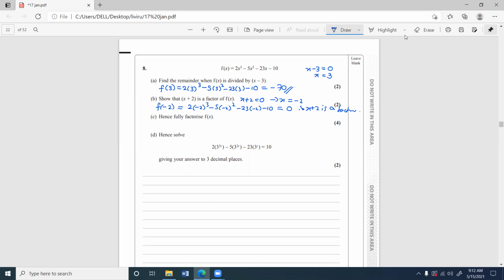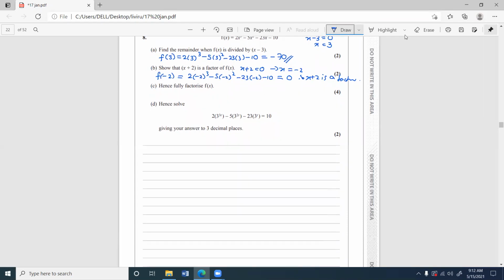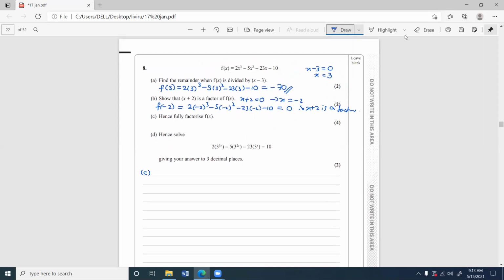Hence, fully factorize. Hence, fully factorize, this is the point you need to understand. We cannot factorize a cubic expression straightforward; there is no way of factorizing a cubic expression directly. But for the moment, we know that x plus 2 is a factor. Therefore, initially, I will divide this expression with the first factor. The first factor is x plus 2. Let's see what you get with it.